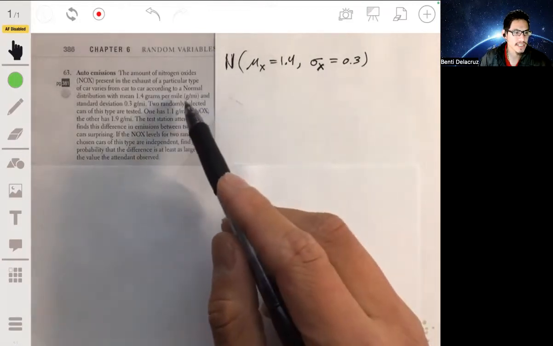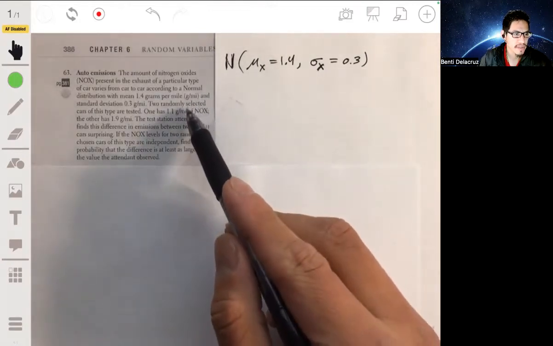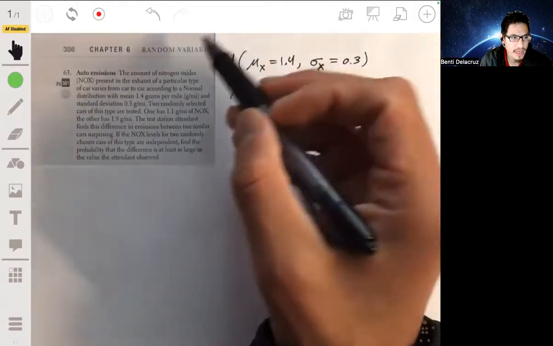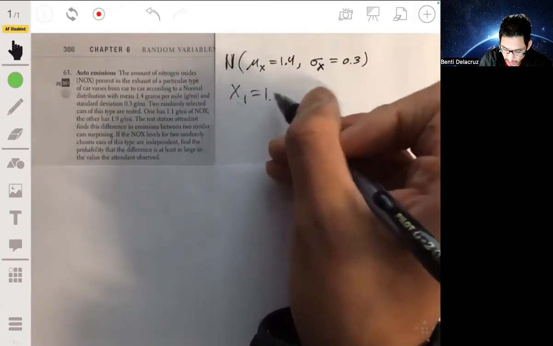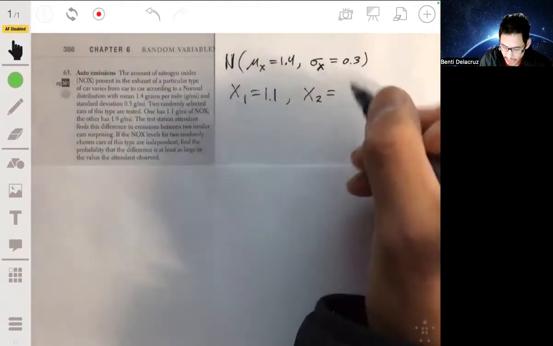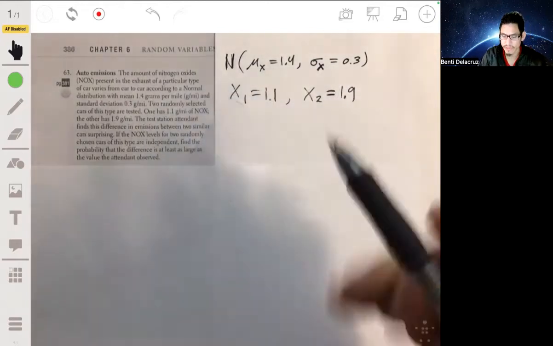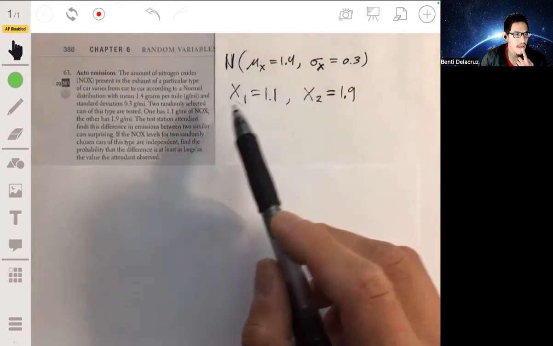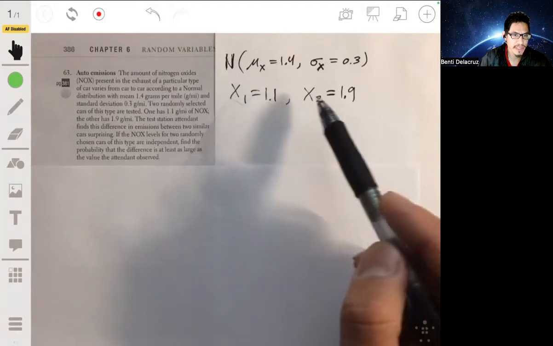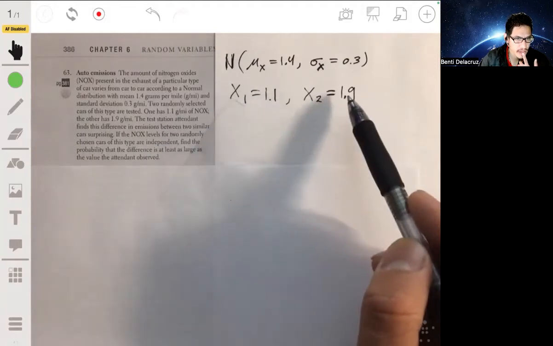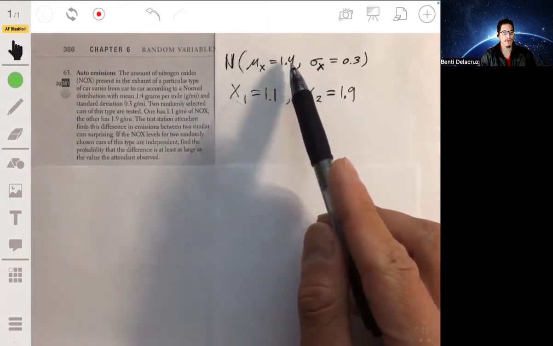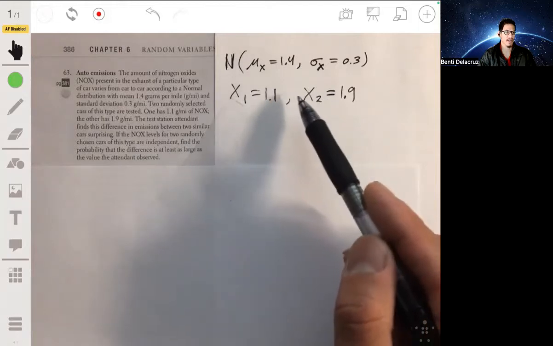Now, they tested two randomly selected cars, and they had two different values of X. Let's say X1, the first car, had a 1.1 nitrous oxide level. The other car, X2, had a 1.9 nitrous oxide level. So those are the two values of X. Now the attendant is like, whoa, these are two different. Proportionally they do look pretty different, almost twice as much. But what's going on here? They're supposed to be on average 1.4, but you got these about 0.8 away.